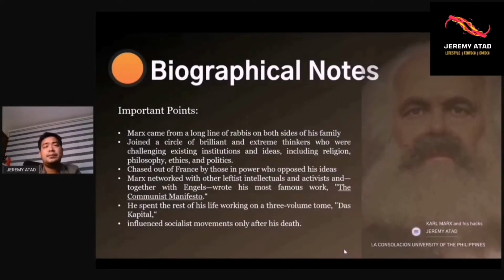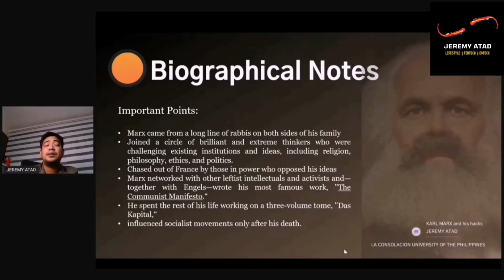So those are the important milestones of Karl Marx. Let's have a short recap. Marx came from a long line of educators on both sides of his family. He joined a circle of brilliant and extreme thinkers who were challenging existing institutions and ideas, including religion, philosophy, ethics, and politics. He was chased out of France by those in power who opposed his ideas.